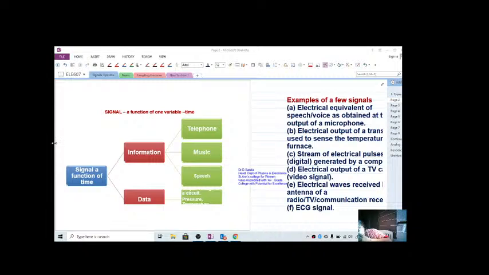So before we go into the details, let us try to understand what is the signal that we are talking about. Signal is something which is a function of time. It can be either an information or it can be a data. So this information that we are talking about can be telephonic conversation, music, speech, and data. It can be by means of a circuit, the pressure measurement, temperature measurement. So measurement of temperature, pressure, these are all values that you are measuring.